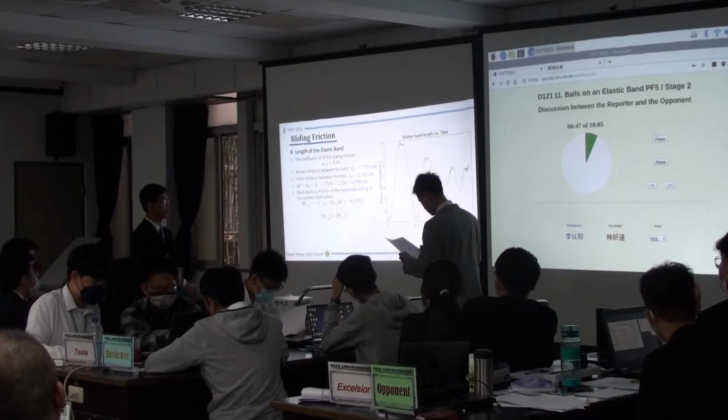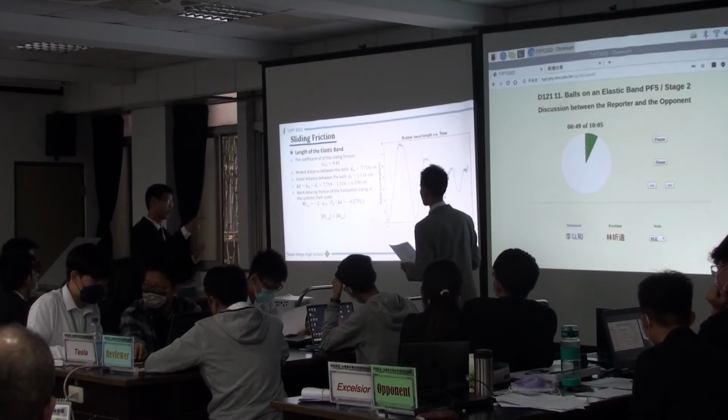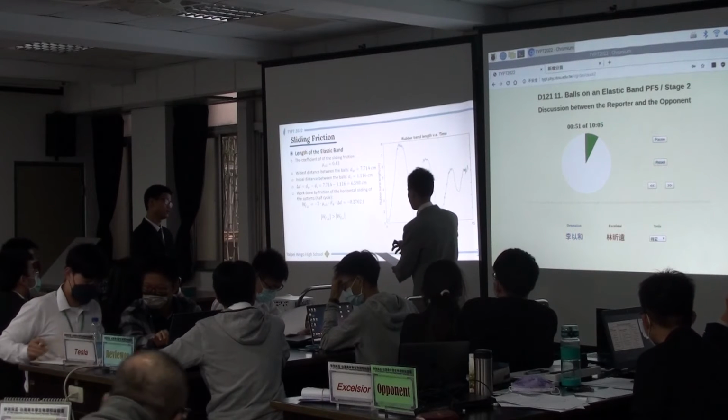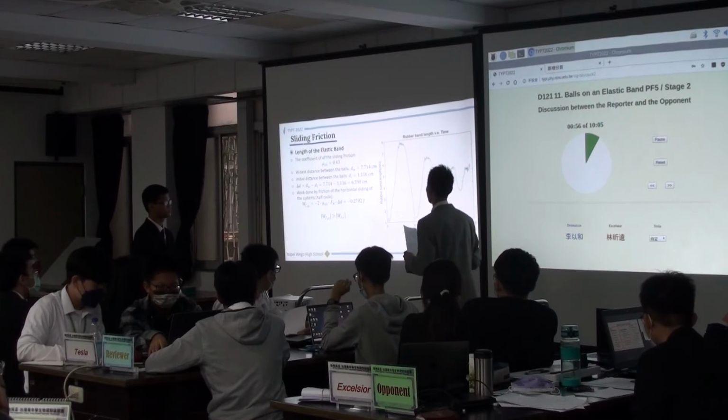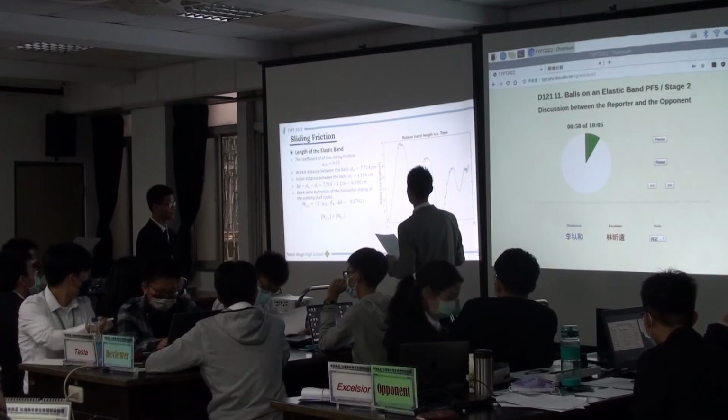Yes, and also the centripetal force applied. Will the ball slide on the tangential side? Yes. We don't usually consider that. You think it's okay? So the problem.